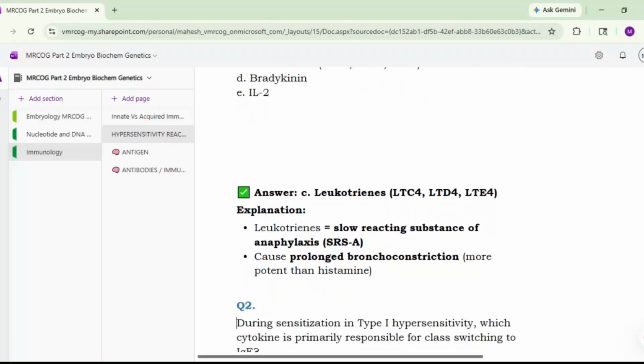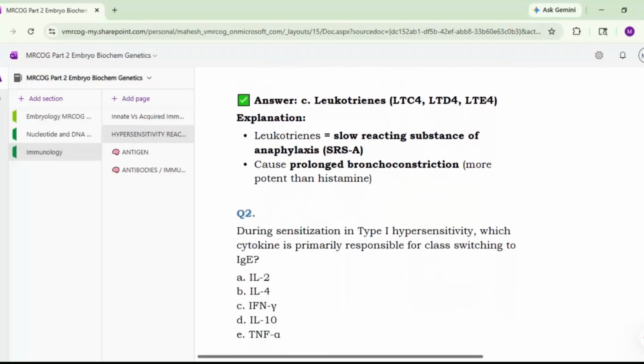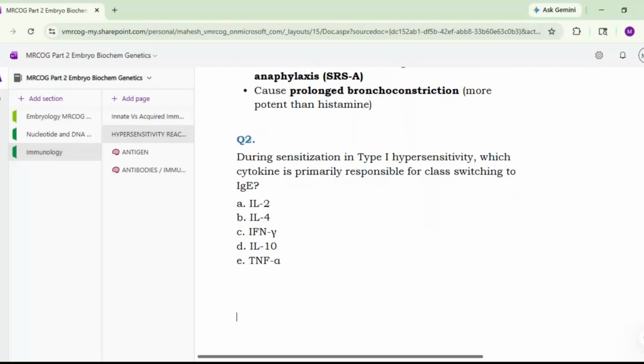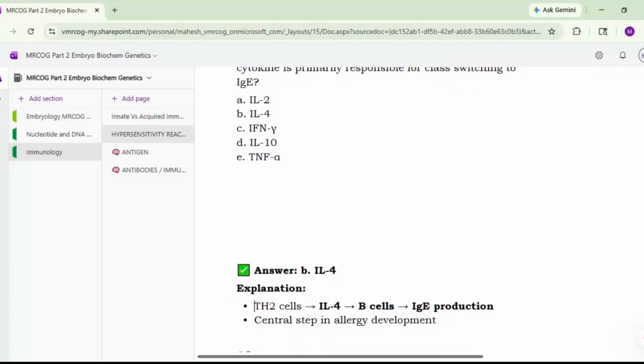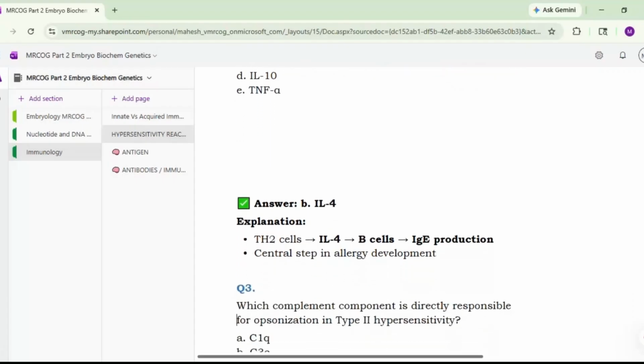Next. During sensitization in type 1 hypersensitivity, which cytokine is primarily responsible for class switching to IgE? Interleukin 2, interleukin 4, interferon gamma, interleukin 10, or tumor necrosis factor? Interleukin 4. Class switching to IgE. Th2 cells will produce interleukin 4, which will lead B cells to produce IgE. So the central step in allergy development is via interleukin 4.